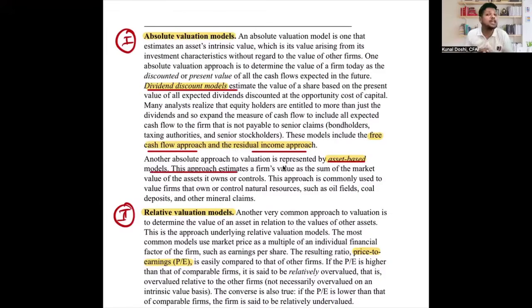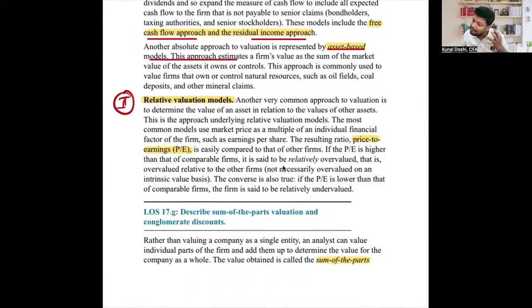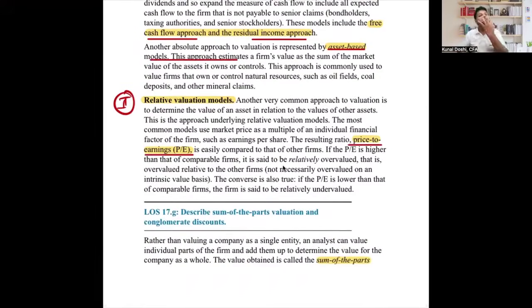Because they are individually done on a company. Relative valuation models are where you compare your company with another industry or peers in the industry. So those are relative valuation models, like your PE-based valuation model, price to sales, price to book value, and EV/EBITDA models. All of these will tell you relatively whether your company is undervalued or overvalued.